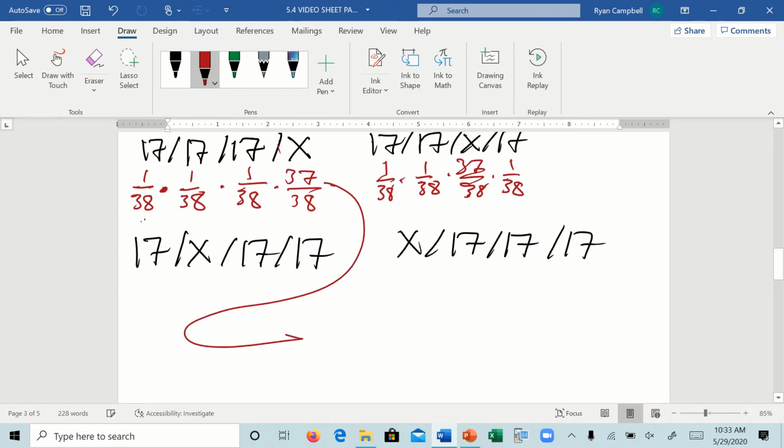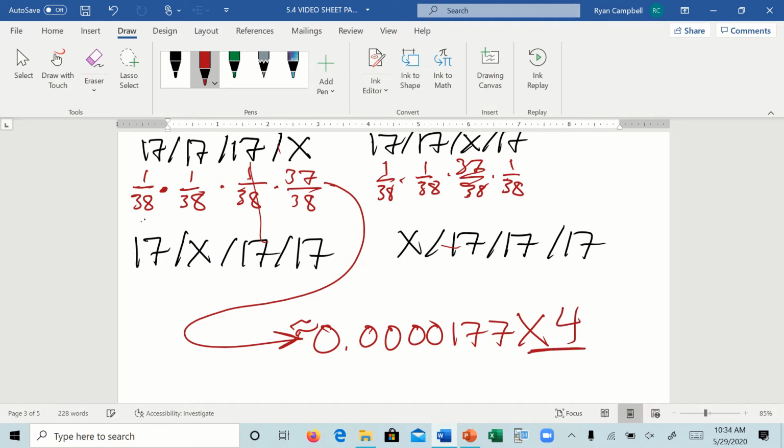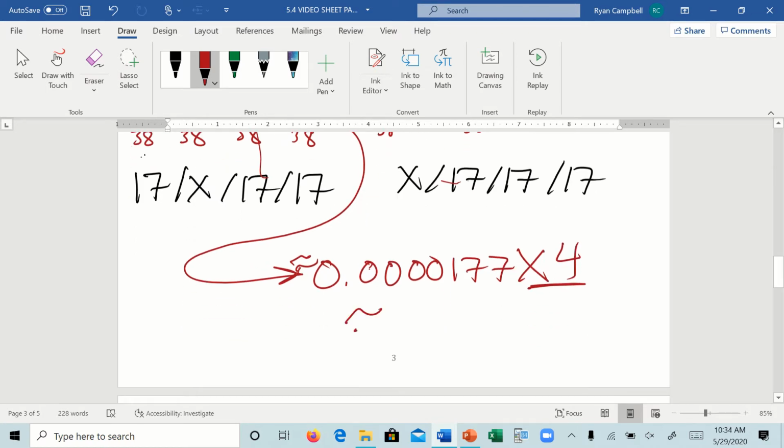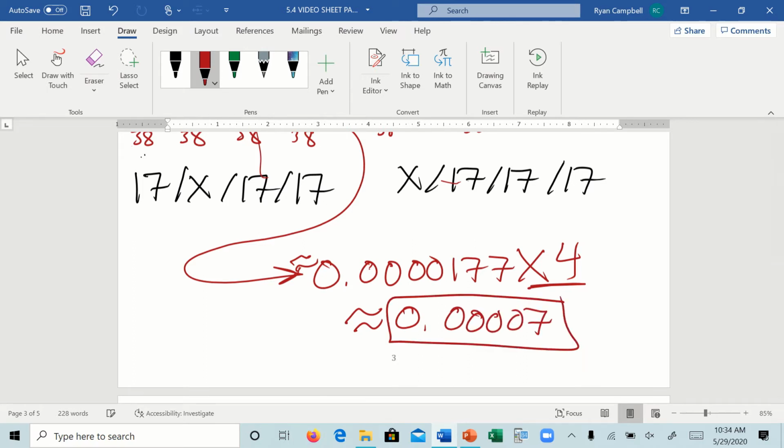So when we multiply these out, when you move the decimal, we get about 0.0000177. Now since we have 4 different outcomes, we can just multiply this number by 4, and we get that our final answer is 0.00007. And that's it.